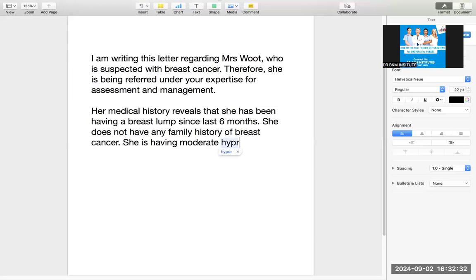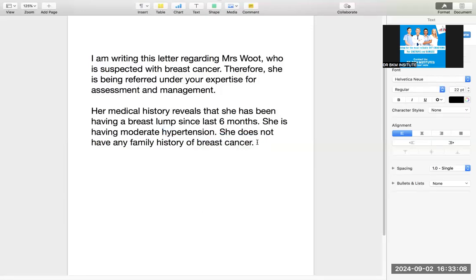Now, how to make it better? Now she's having moderate hypertension as well. Now, the thing is that sometimes it does not look nice because her medical history reveals that she has been having a breast lump since last 6 months. Then I talked about family history. So maybe what I can do, I can first of all write about her only. Now it will make more sense. Her medical history reveals that she has been having a breast lump since last 6 months. She is having hypertension.